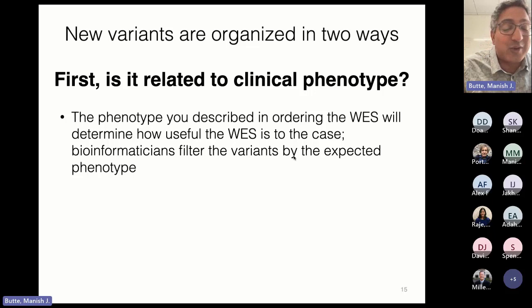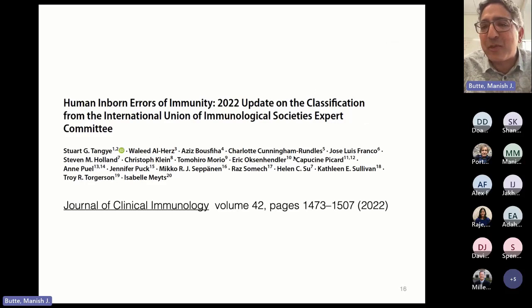So how do you know which genes and pathways to work on? This is the key paper, published in the Journal of Clinical Immunology. It's published every year or every other year. The IUIS committee puts together a list of all the known genes. I'm not going to show you the whole paper, but this is the paper that has the 500 genes that we call clinical genes.